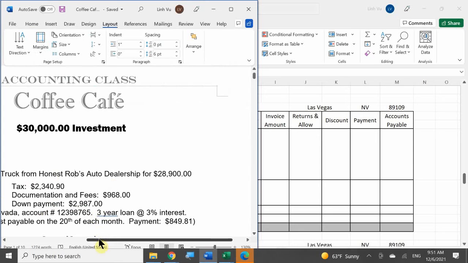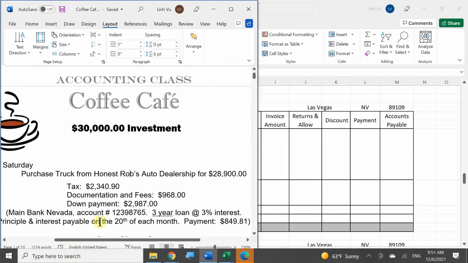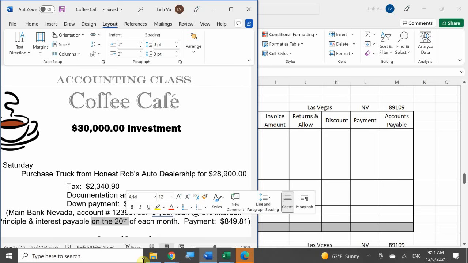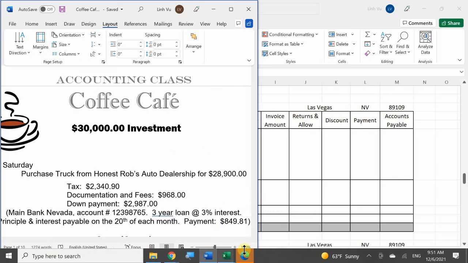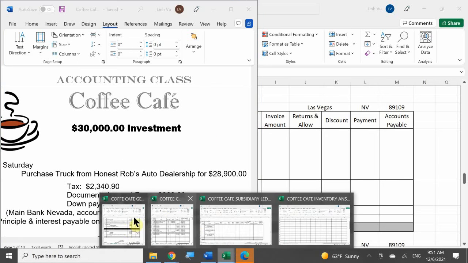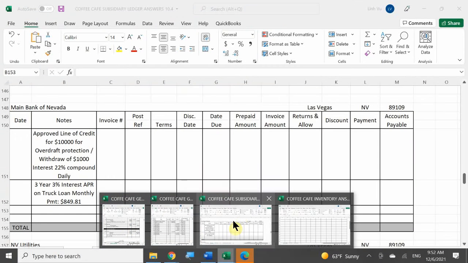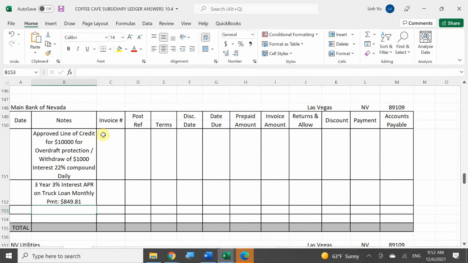The monthly payments are going to be due every 20th of the month. Okay? So therefore, I have what's called a date-driven term. That means it is going to be due every single month on the same day. So here's terms. So I'm going to go ahead and write 20th. Okay? So that means your first bill is going to be due next month on the 20th. So July 20th.